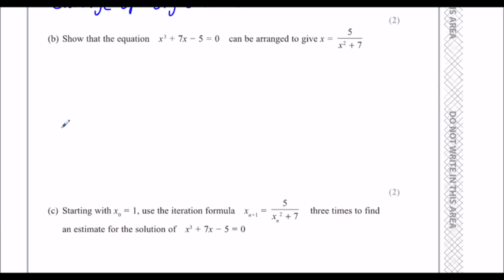Part B, show that the equation, the same equation, can be rearranged to give x equals 5 over x squared plus 7. So we need to rearrange this to make this. So if we plus 5 to both sides first, equals 5, and then factorize out the x. So x times x squared makes x cubed, x times 7 makes 7x, and then divide by x squared plus 7.